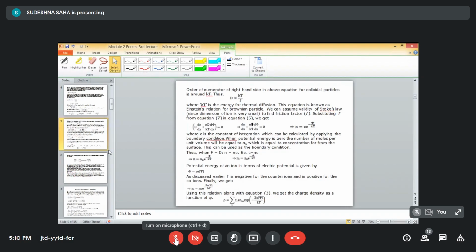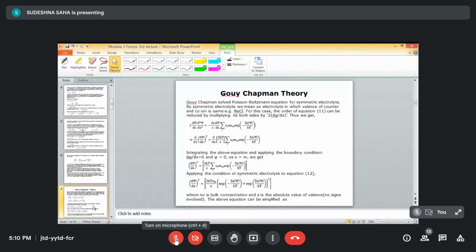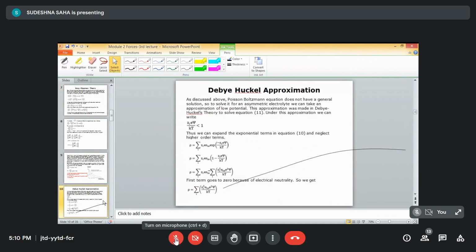Okay ma'am, are there any assumptions in deriving these equations? There are several, but the only thing is it is more rigorous because it considers asymmetric electrolyte. Boltzmann theory is a more simplified version, and Debye-Huckel is a more rigorous model.